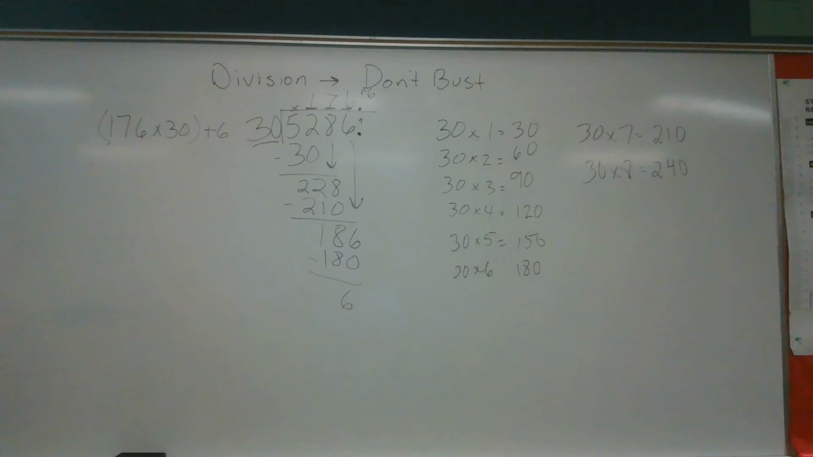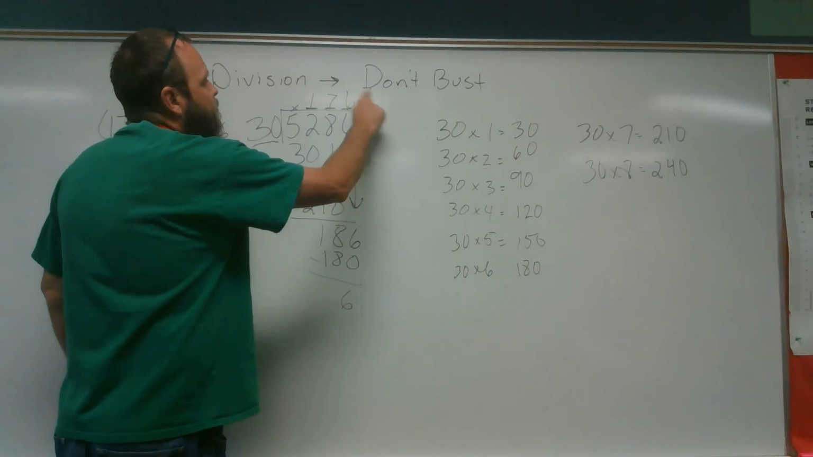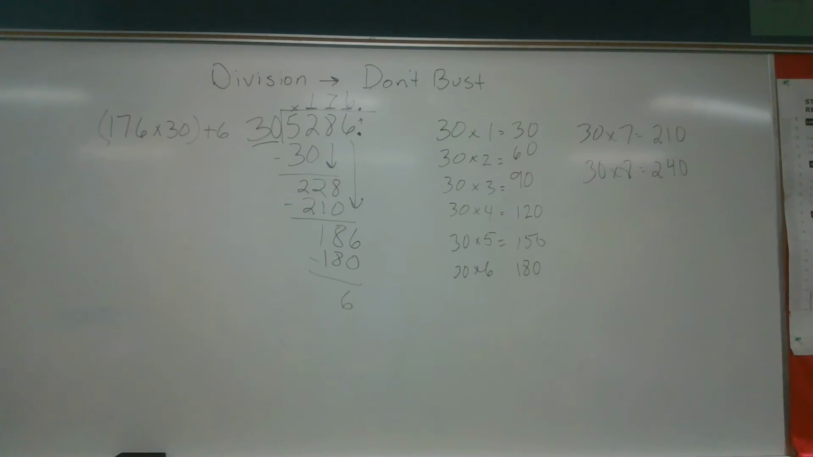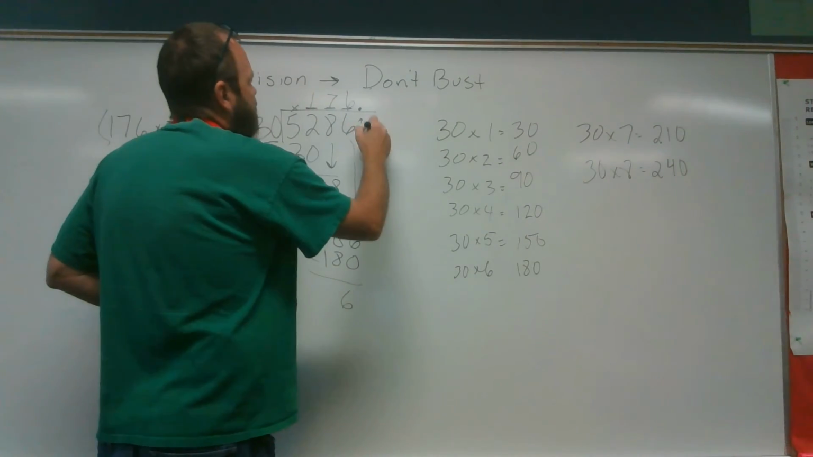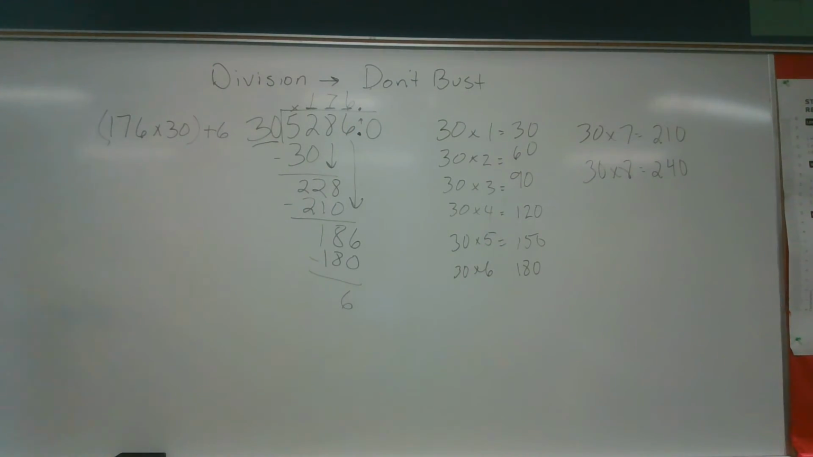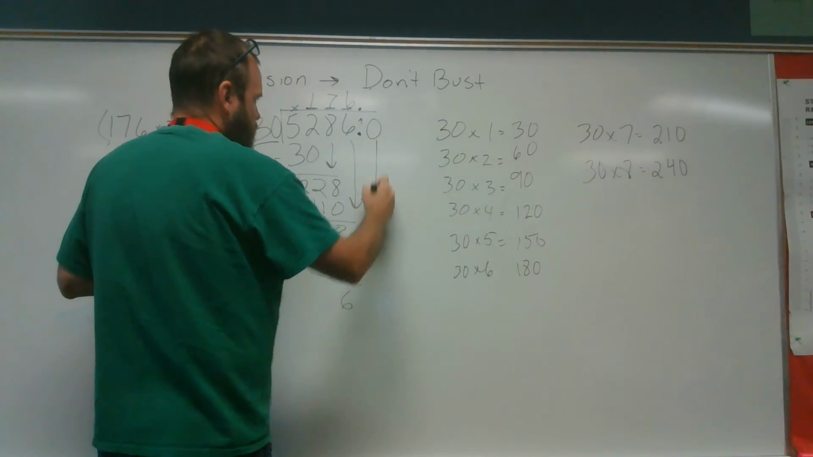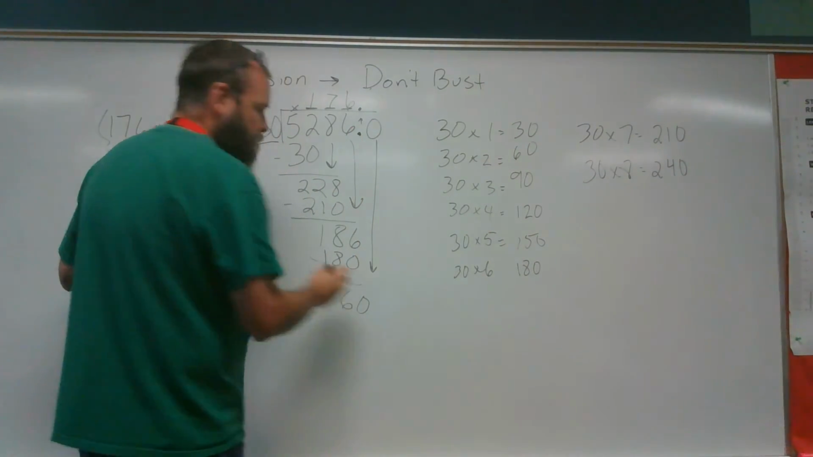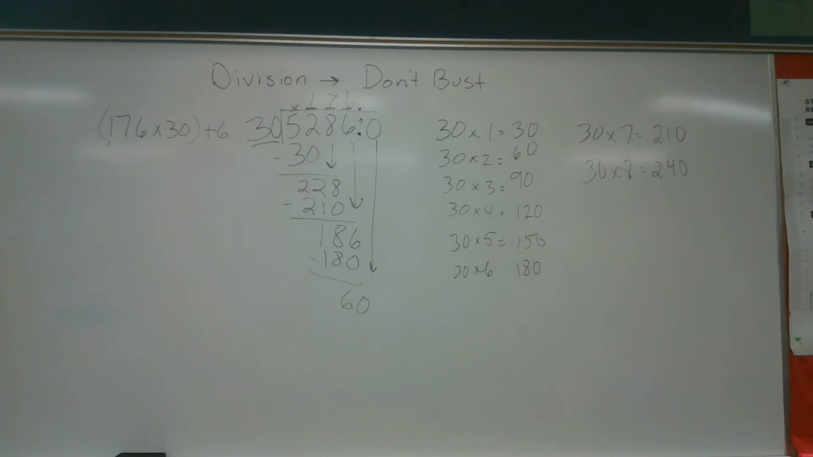But I don't like remainders. Well, this problem works out perfectly if you don't like remainders, even though I made it up. If I change 5,286 to 5,286 and 0 tenths, does that change the value? No, it doesn't. And then I just bring that 0 down here. And how many times does 30 go into 60? 2.